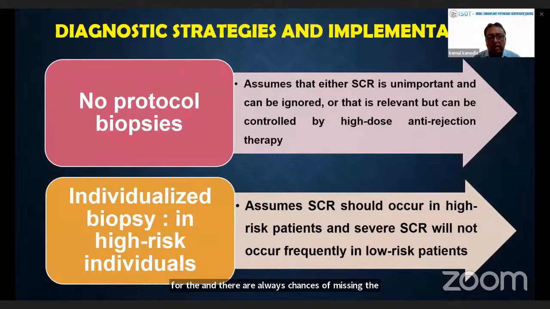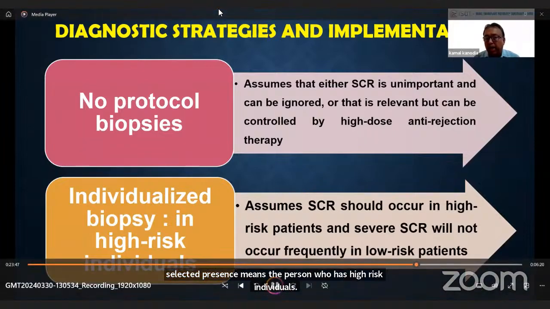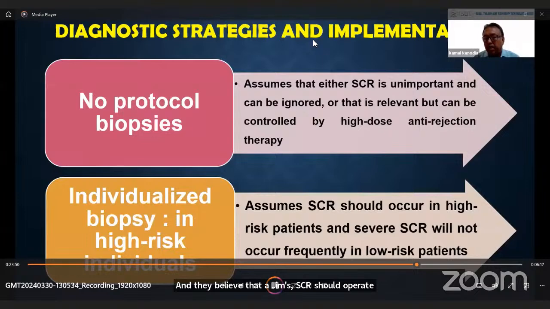A few centers believe it should be kept for selected patients, meaning high-risk individuals. They assume SCR should occur in high-risk patients and severe SCR will not occur frequently in low-risk patients. In this policy also, there are always chances of missing the SCR in lower-risk patients.